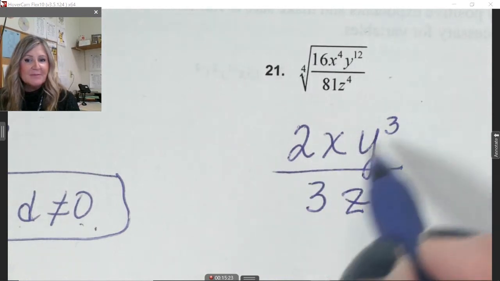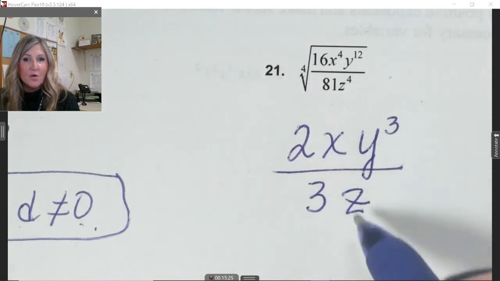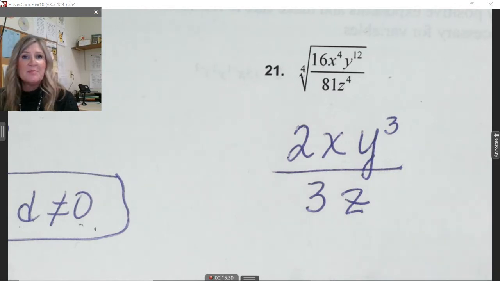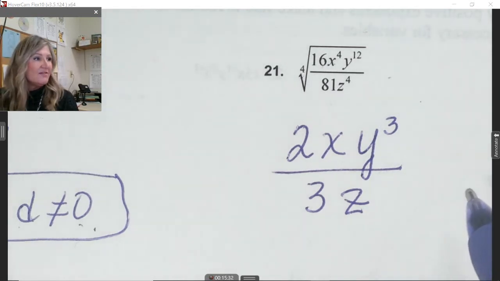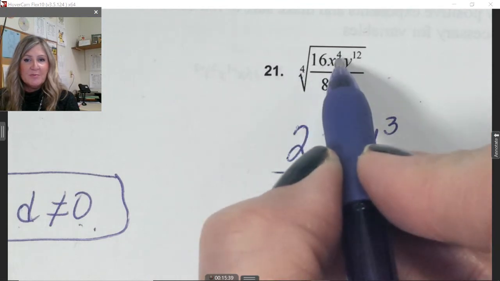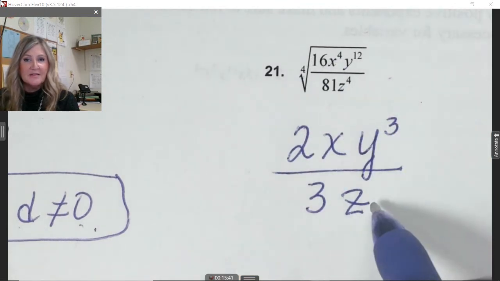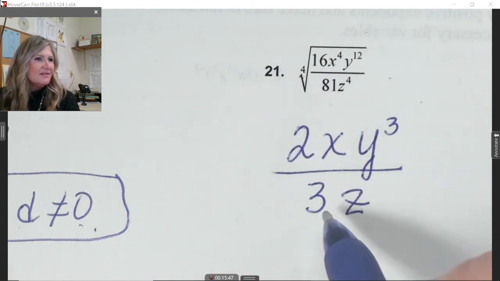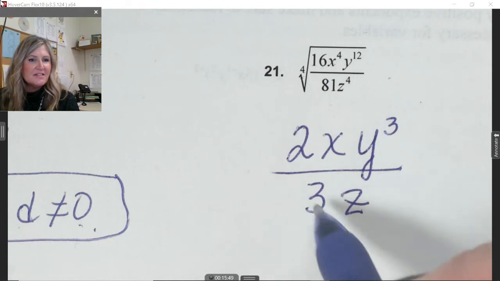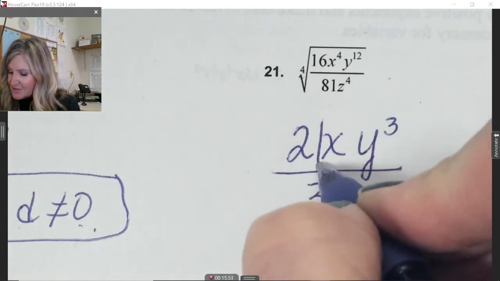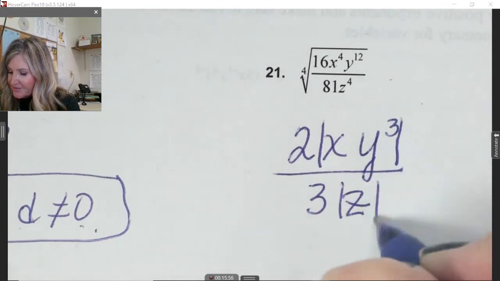Now, the first thing we check for is absolute value. Do we need absolute value around any or all of these variables? Some people are saying all. Do we agree all of them? Why? Even root, even power, odd at the end. Should I put absolute value around the 2 and the 3? No, they're not variables. Constants will never have absolute value when we're simplifying. But I do need absolute value here, and I do need absolute value here.